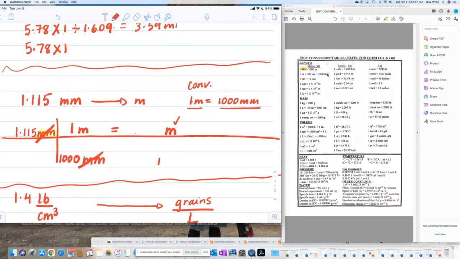For the math, I'm taking 1.115 divided by 1,000, like that. So 1.115 divided by 1,000, I get 0.001115. That's a small number, but I want to make sure I got all the numbers right. And that's what I get from my answer. Because my unit was right, my answer will be right.